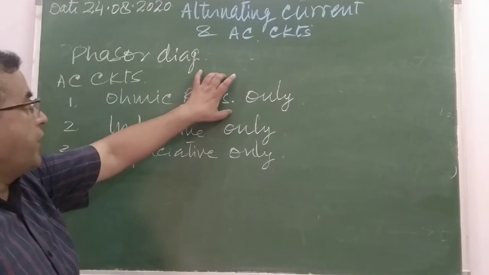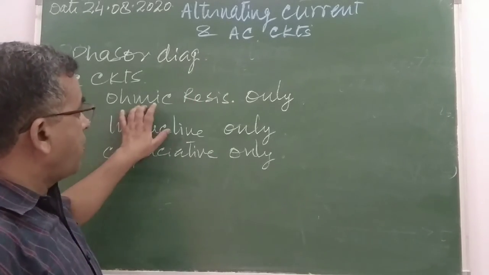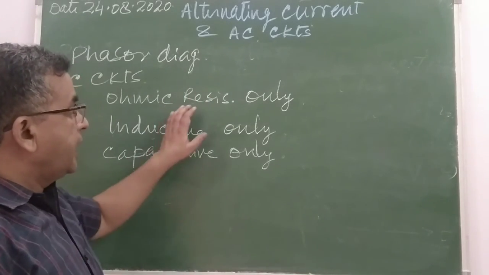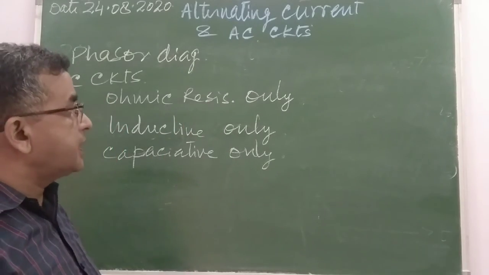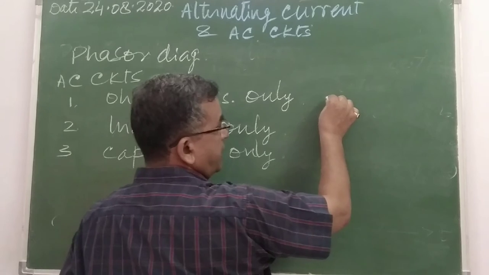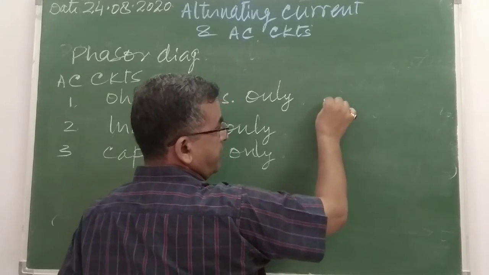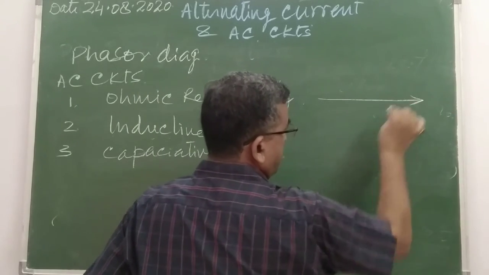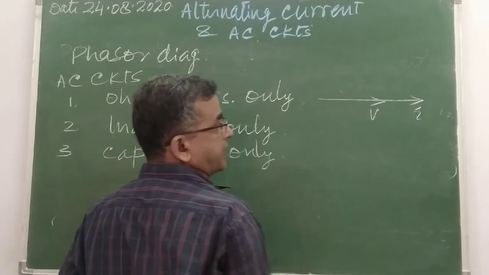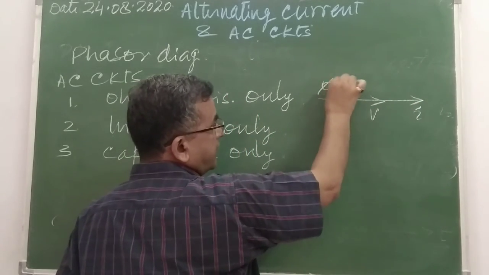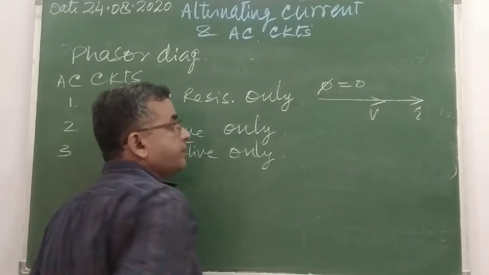Important points of the ohmic circuit, or ohmic resistance only. In this we have given the circuit diagram, and the main point is that the current and voltage are in the same phase. This is the direction of current, and voltage will be in the same direction. So the phase difference is 0 in this case.